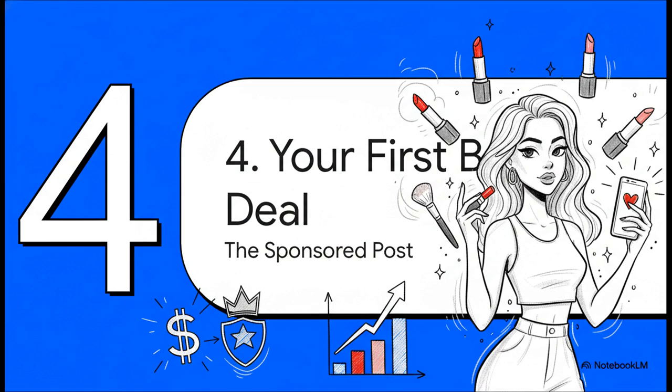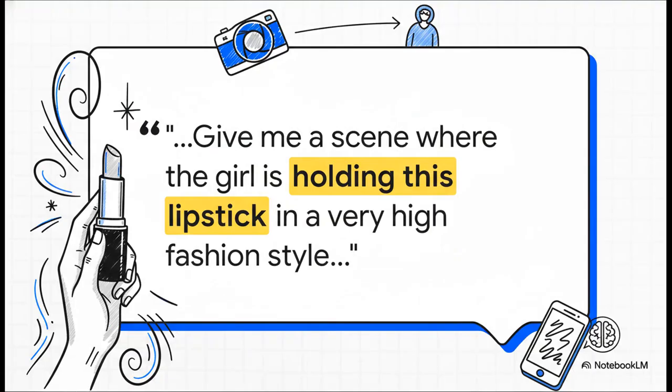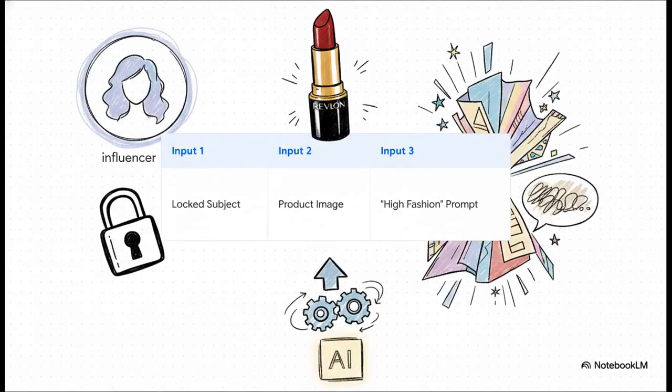So let's see how our new influencer lands her very first sponsored post for a lipstick. So, to get this ad made, we went back to ChatGPT with a new prompt. This time, we were specific about the action. Give me a scene where the girl is holding this lipstick in a very high fashion style. The goal was to make it look just like those authentic-looking posts you see from real creators, seamlessly blending in a real product. The process in Whisk is kind of like a simple formula, a recipe.